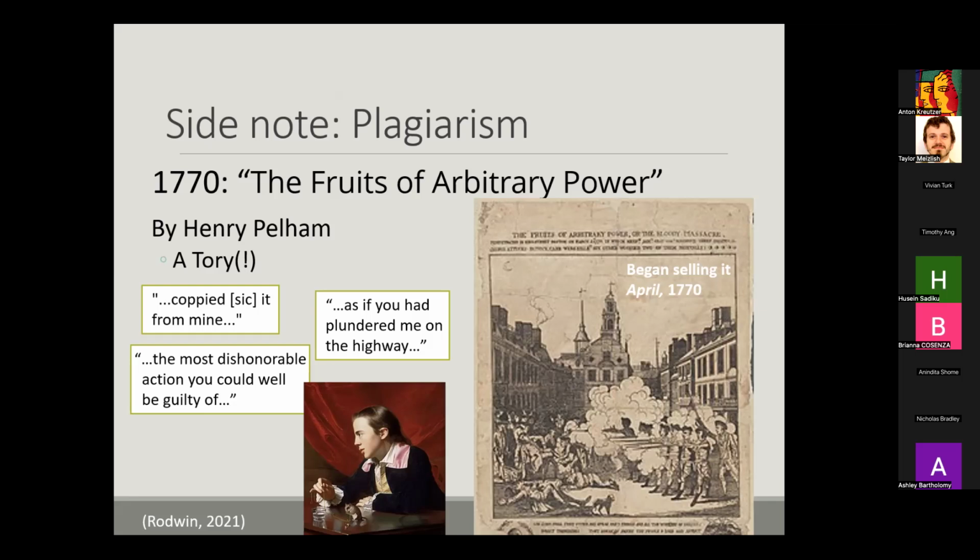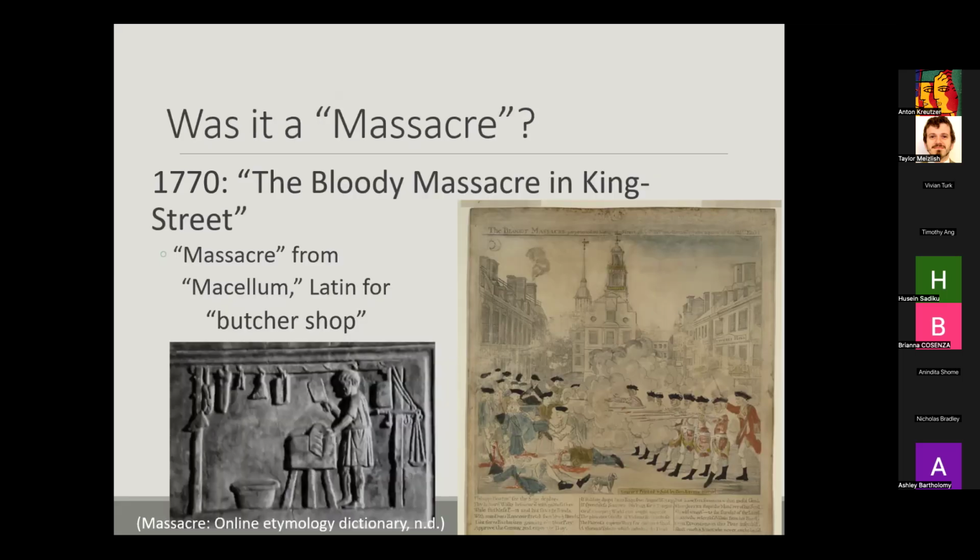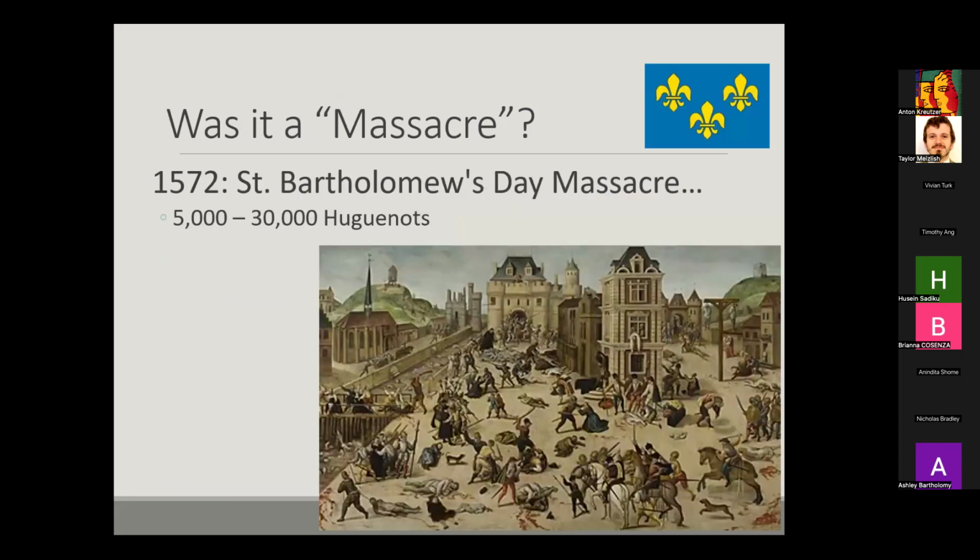But it gives us a basis for comparison also. All right, so Boston Massacre, was it really a massacre? In English, the word massacre comes from the Latin word for a butcher shop, to indicate it's a bloody thing, right? And if you look at other historic massacres in Europe and France, there was the St. Bartholomew Day massacre. Thousands of French Protestants were killed.